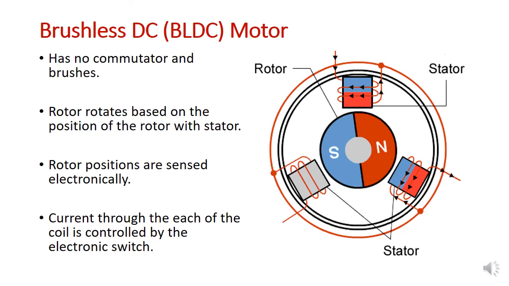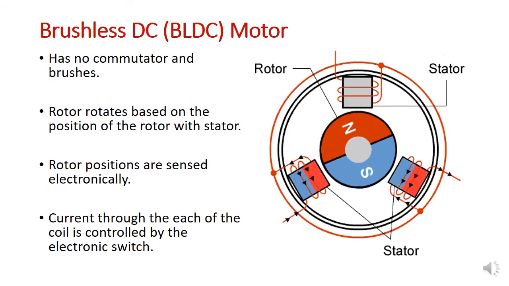In the case of a brushless DC motor, we are going to change the winding. That is, the rotor consists of a permanent magnet, that is the field, and the stator part will have the armature winding. Since the stator part has the armature winding, we directly feed the supply to the stator armature winding, and the rotor consists of a permanent magnet. So there is no requirement for commutator and brushes.